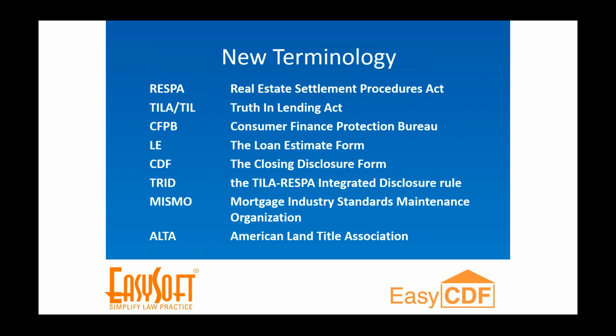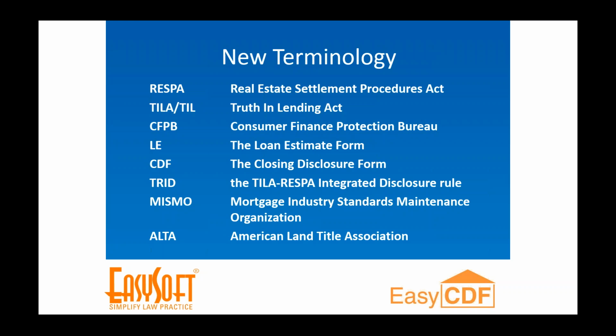With these changes come some new terms, acronyms, and organizations that we all need to be familiar with. I've already brought up a few of those, but let's take a moment to go through them one by one. You're familiar with RESPA, or the Real Estate Settlement Procedures Act of '74, and we've even touched on the Truth in Lending Act's forms earlier in this presentation. The CFPB, or Consumer Finance Protection Bureau, was created as a result of the Dodd-Frank Act to handle integrating the TILA and RESPA forms under a new overarching rule.